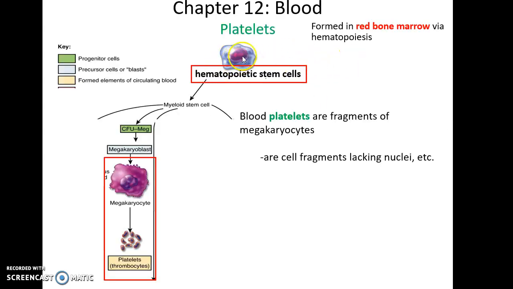So, we're back in the red bone marrow, and the hematopoietic stem cells will divide and produce special cells called megakaryocytes. The megakaryocytes will remain in the red bone marrow, and they'll bleb off portions of themselves into the bloodstream, and it's those cell fragments that are the platelets. Because the platelets are cell fragments, they don't have a nucleus, they lack most of the organelles, and so on.